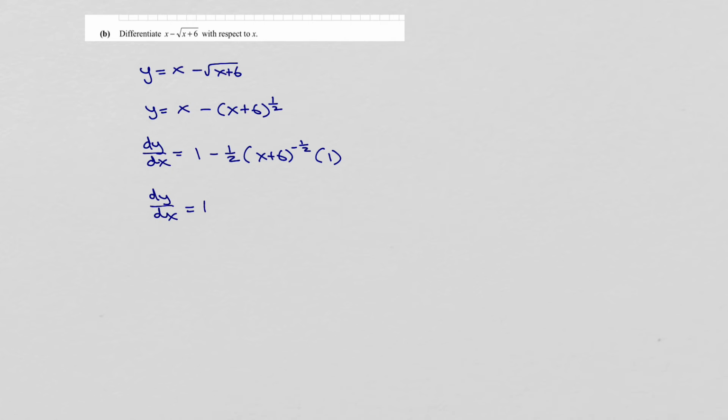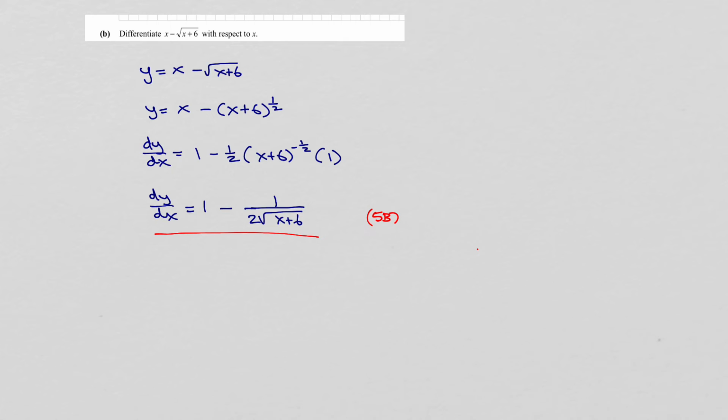So that's basically 1 minus, and it's a half times x plus 6 to the power of minus a half. So minus always means 1 over. And it's 1 over x plus 6 to the power of a half, which is the square root of x plus 6. And then if I multiply all of that by a half, well, that just gives me 2 on the bottom. Okay, so therefore that is my derivative. Now you can, of course, get your lowest common denominator there and simplify that too.